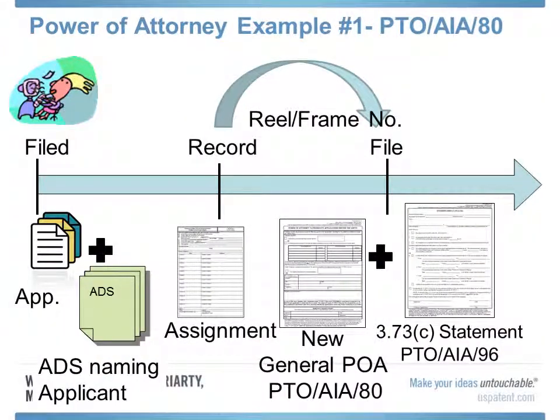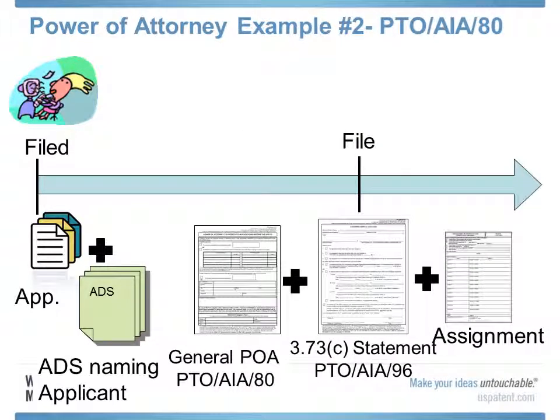So here's one example. What I normally do is file the application. Usually I'm not getting the assignments right away anyway at the time of filing. So when I get the assignment, I go ahead and record it. Actually, Laura goes ahead and records it, and then we file a 373C statement naming the reel and frame numbers for the recorded assignment, and then attach the power of attorney that was signed by the client, the general power of attorney. Pretty straightforward, hopefully. Nothing really different here.